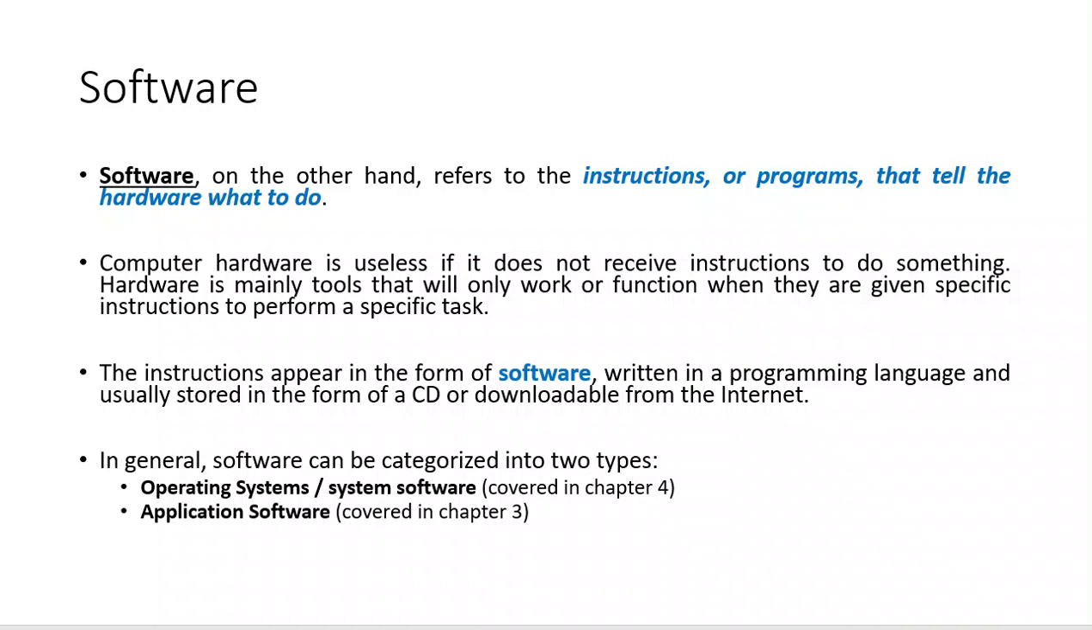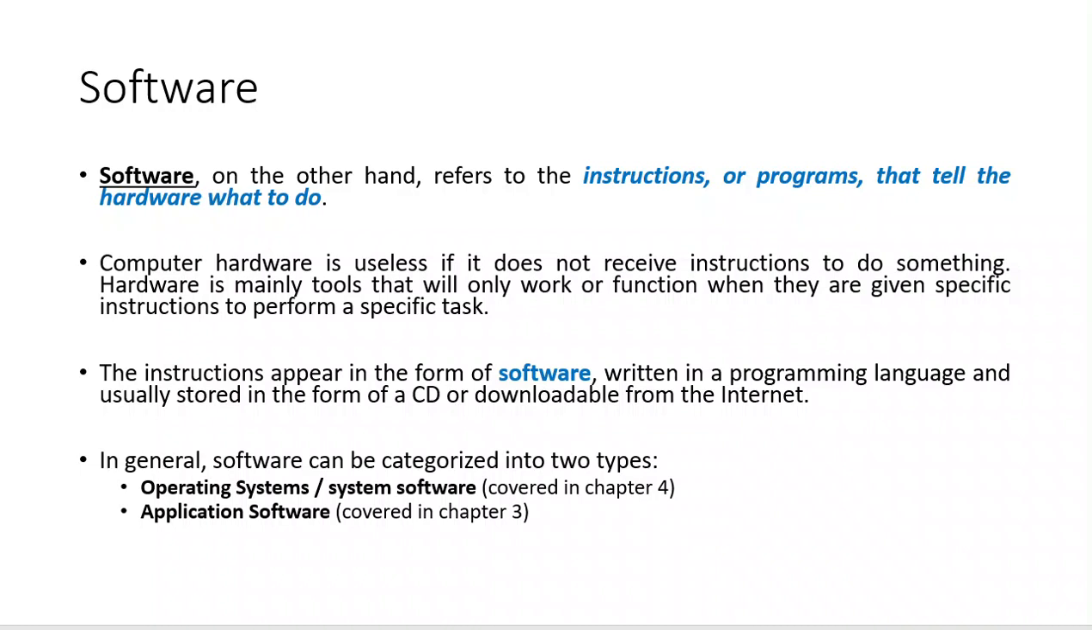Okay, software on the other hand refers to instruction or programs that tell the hardware what to do. So computer hardware is useless if it does not receive instruction to do something. So kalau you beli komputer ada CPU tapi dia tidak installkan dengan apa-apa software, so you tak boleh guna komputer you. Hanya ada hardware semata-mata. So hardware is mainly tools that will only work or function when they are given specific instruction to perform a specific task. So the instruction appears in the form of software written in programming language and usually stored in the form of a CD or downloadable from the internet.